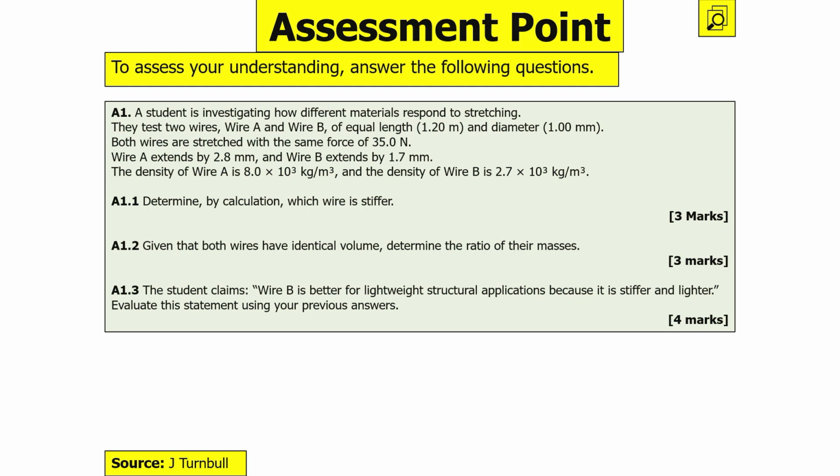Then the student claims that wire B is better for lightweight structural applications because it is stiffer and lighter. Evaluate the statement using your previous answers. So pause the video now, then unpause the video when you want to go through your answer.